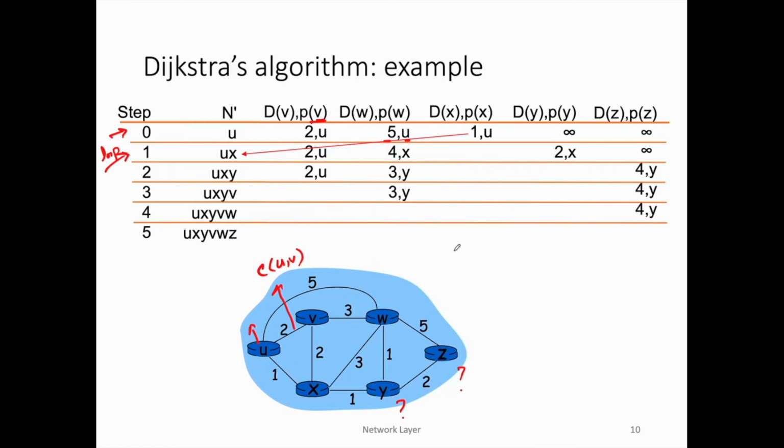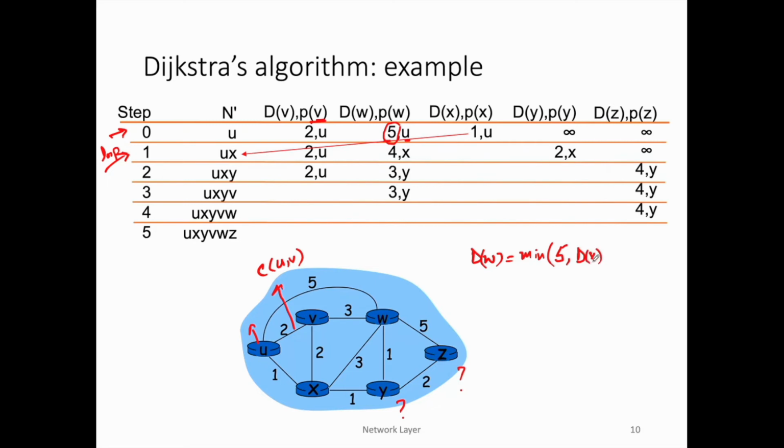So for example, we recalculate the cost to reach W. So D(W), let's try to recalculate this cost. So what will be D(W)? D(W) will be the minimum of the previous cost. What is the previous cost here? Just look at the previous step. Yes, you're right, 5. So either it's 5, or it is the cost to reach the newly added node.